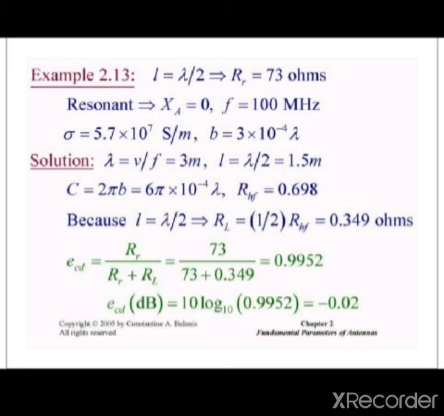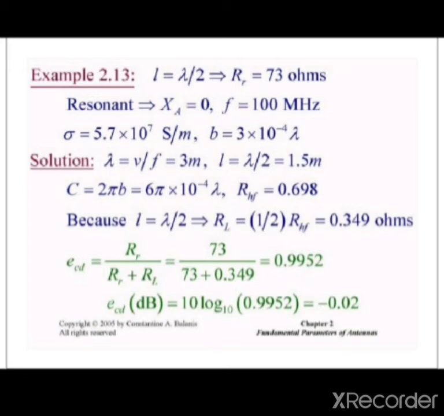This is an example. If you are given a length equal to lambda by 2, RR equals 73 ohms, the resonant condition XA equal to 0, frequency equal to 100 megahertz, sigma equal to 5.7 into 10 power 7 Siemens per meter, and b equivalent to 3 into 10 power minus 4 lambda, then you are asked to find the efficiency of the antenna system. So what is the efficiency? RR by (RR plus RL).